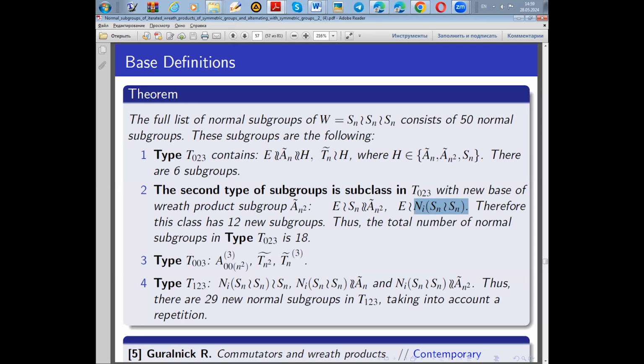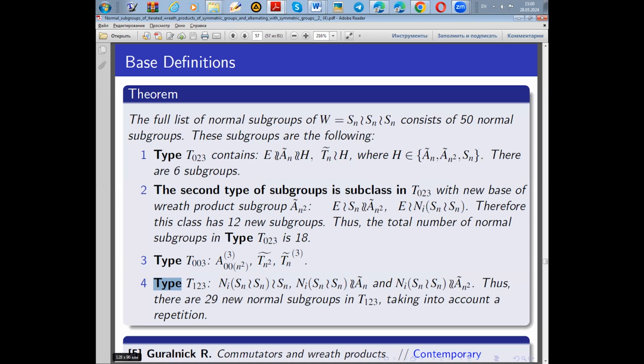And therefore we have 12 subgroups, and also type 0 to square, in sum 18, and the third type. We have subgroups of the third level, which act only on the third level, and subgroups acting on all 3 levels are the following. NE from SN is a subgroup of the wreath product, normal subgroup number E from the wreath product SN, the same wreath product with A tilde N, and the same wreath product with A tilde N square. Thus we have in sum 50 normal subgroups.